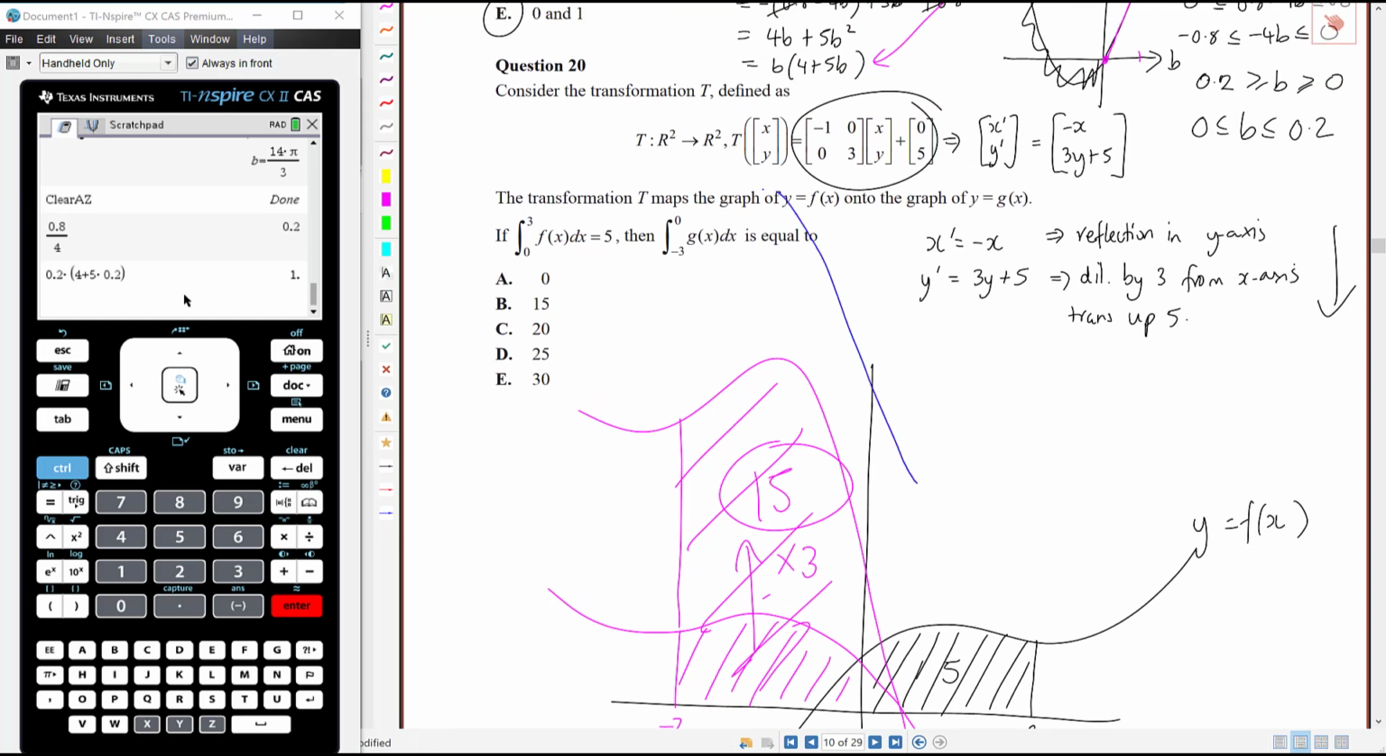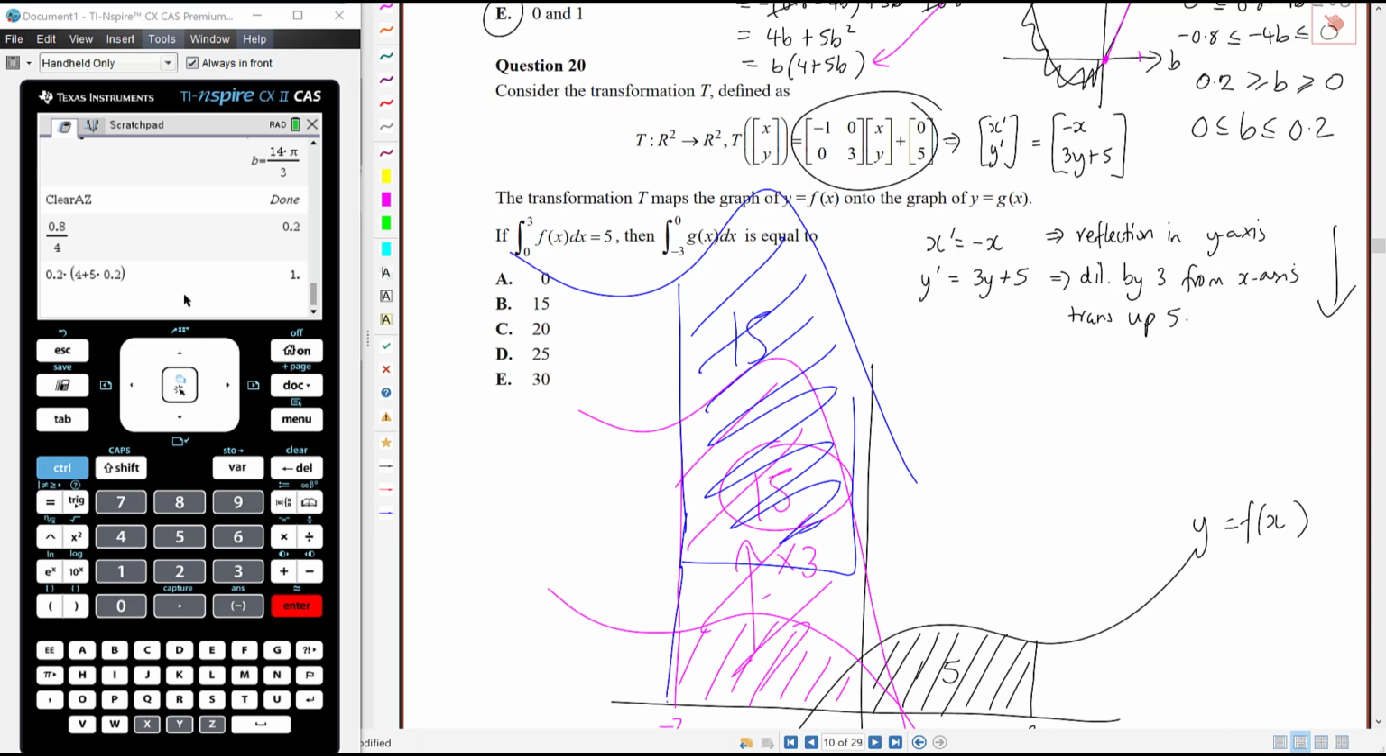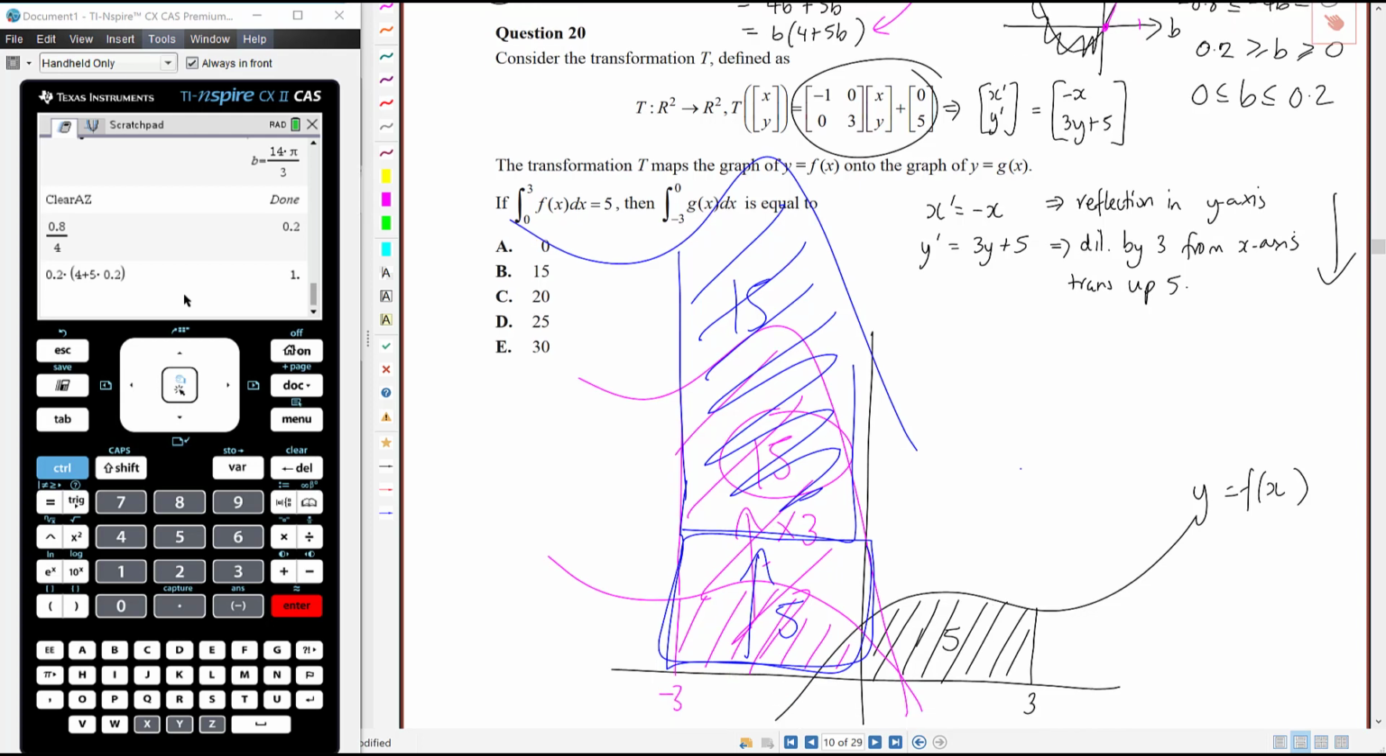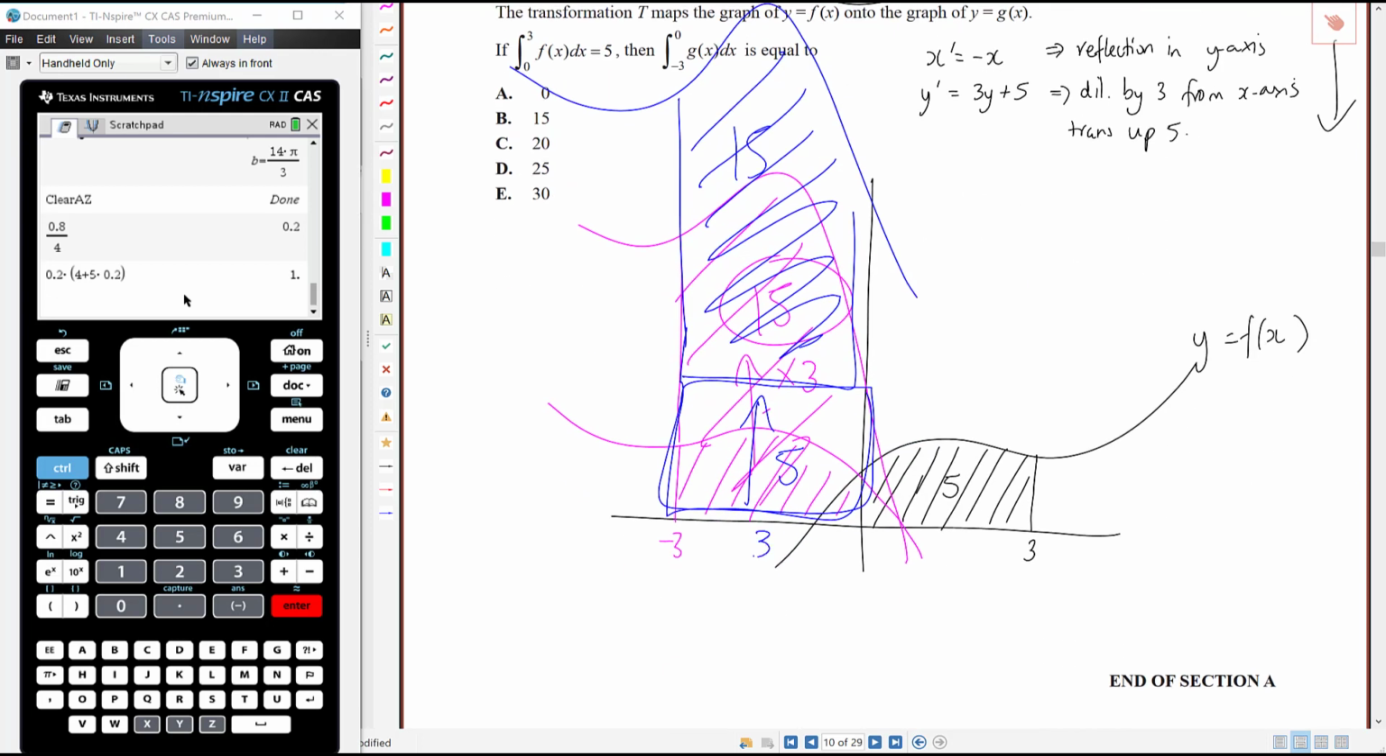Okay, so then if we translate it up by 5, we're literally taking that pink area and moving it up by 5. So that bit up there, that's still 15, but we've moved up by 5. So this is adding on 5. And so the height of that is 5 and the width of that is 3. So the area of this is also 15.